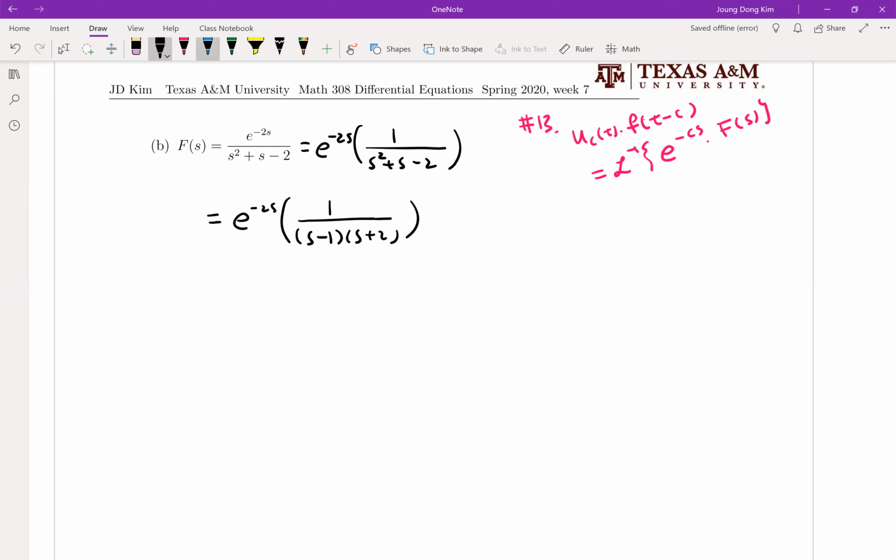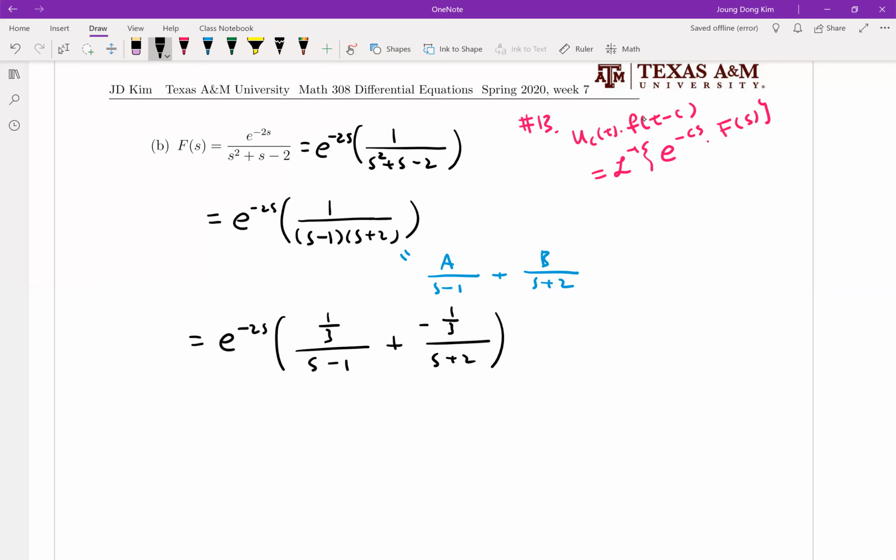I'm talking about this part. It is equal to a over s minus 1 plus b over s plus 2. Then you can easily compare the left and right hand sides and find a and b. Let me give it to you. It is equal to e to the minus 2s times, your a is 1/3, plus negative 1/3 over s plus 2.